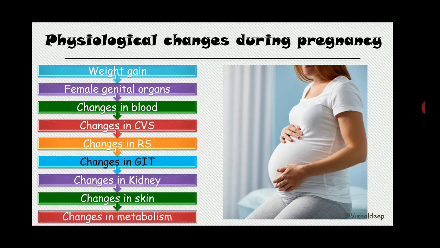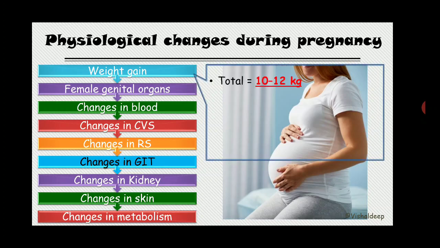Now let's discuss weight gain. Total weight gain is about 10 to 12 kg. So if the female is weighing 50 kg before pregnancy, at the end of pregnancy her weight will reach about 60 to 62 kg. So during pregnancy a female will gain about 10 to 12 kg.